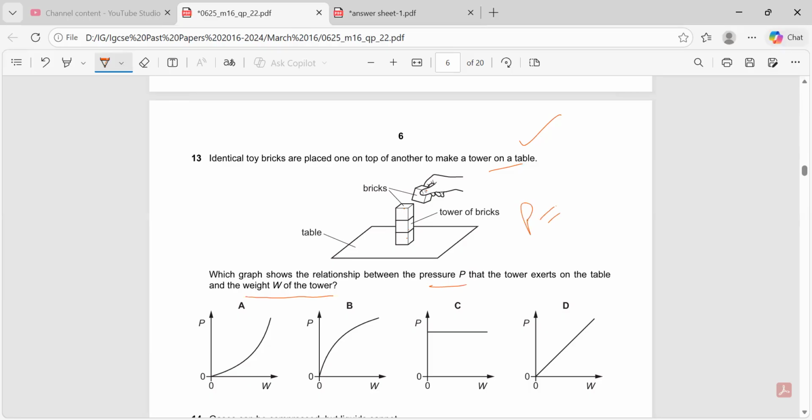Pressure is equal to force per unit area. I want you to answer it, by the way. Okay. Pressure is equal to force per unit area. Now see, the area of contact stays the same.